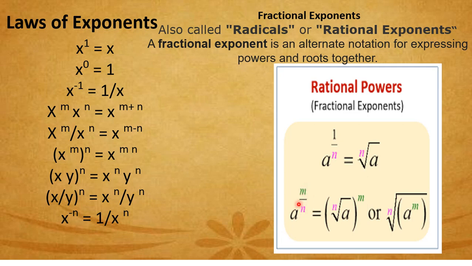Now here we are talking about the rational exponents. In these laws of exponent, what we have learned is that the n is not a rational number. It is an integer. Whereas in these rational powers, we are talking about the exponents being rational numbers. So here a raised to the power m upon n is equal to nth root of a whole raised to the power m, or we can say nth root of a raised to the power m.